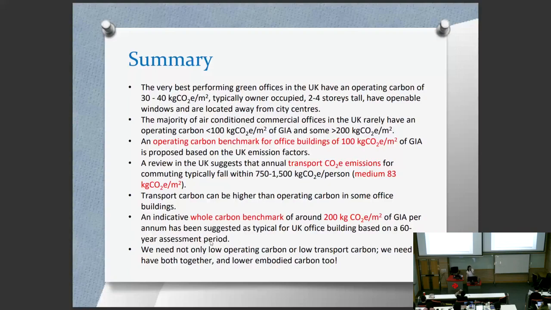Finally, we need not only low operating carbon or low transport carbon, we need all of them together to be small. So that's the main point: we consider not only the embodied carbon, not just the operating carbon, but the whole carbon footprint concept. It is a combination of embodied, operating, and transport carbon.